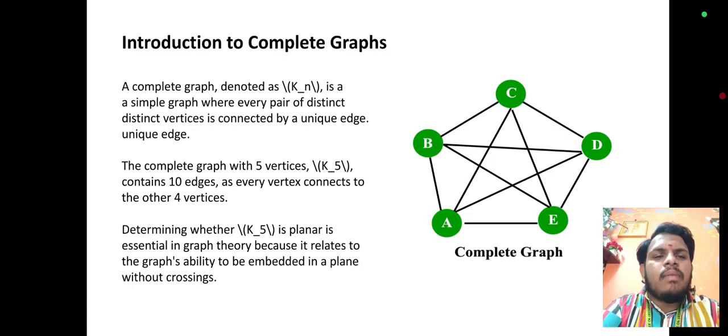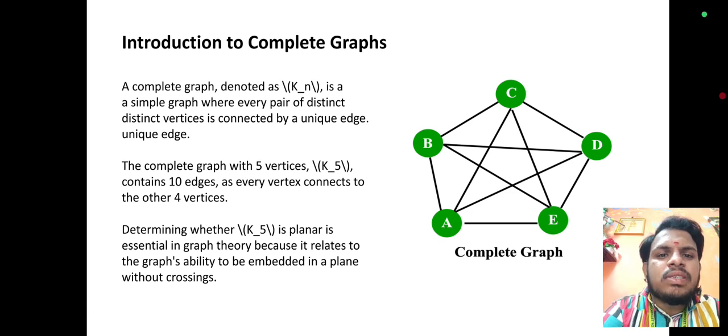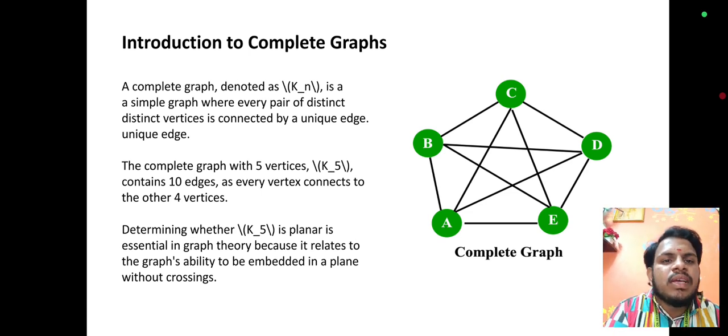Introduction of a complete graph. A complete graph, denoted by K_n, is a simple graph where every pair of distinct vertices is connected by an edge. The complete graph on 5 vertices, K5, contains 10 edges, as every vertex is connected to the other 4 vertices. Determining whether K5 is planar is essential in graph theory because it is related to the graph's ability to be drawn in a plane without any constraint.